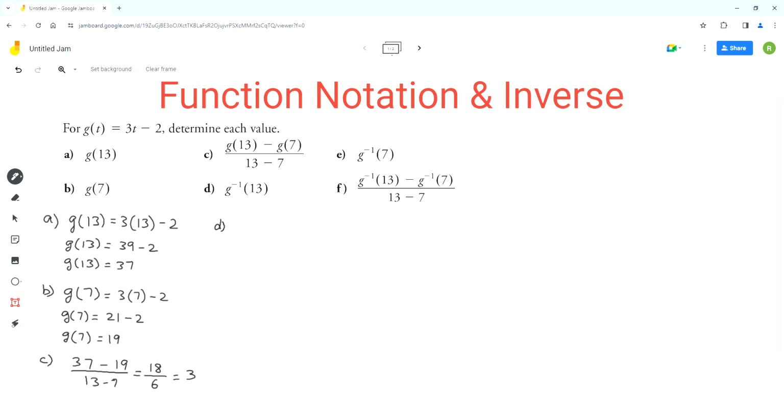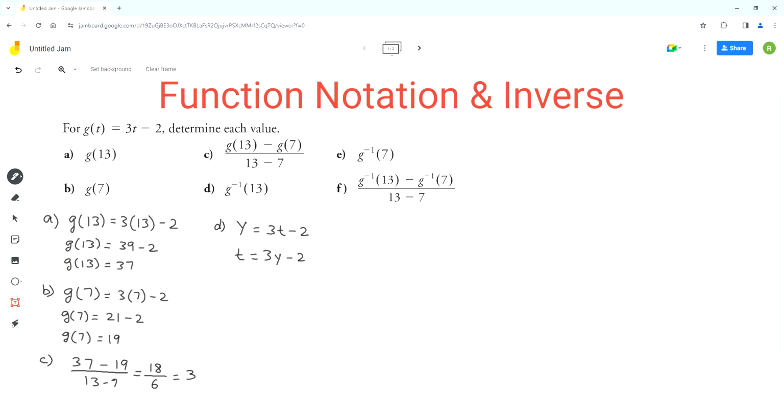So now we can do part D. In part D we have to find the inverse of g at 13. The first step here is to find the inverse of the given function g of t. So we'll rewrite the function g of t, but we'll change the function notation to y. So we can write it as y equals 3t minus 2. Now we can switch the t and the y variables. So we get t equals 3y minus 2.